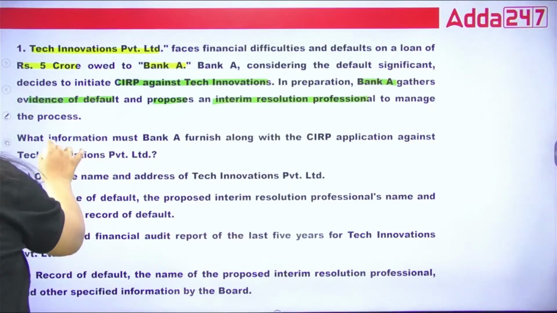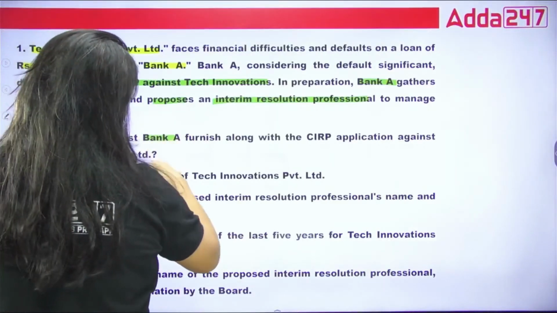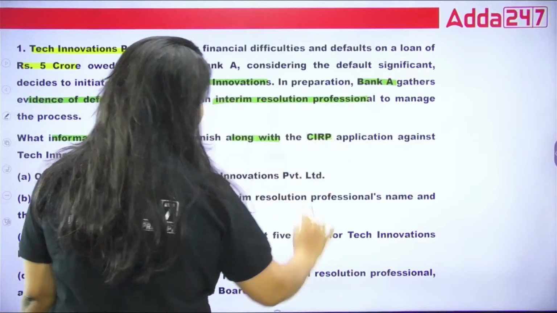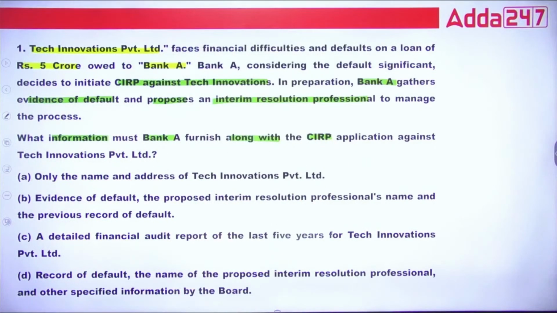What information must Bank A furnish along with the CIRP application against Tech Innovation Private Limited? First, only the name and address of Tech Innovation Private Limited. Second, evidence of default, the proposed interim resolution professional name, the previous record of default, and a detailed financial audit report of the last 5 years for Tech Innovation Private Limited. And the fifth, record of default, the name of the proposed interim resolution professional and other specified information by the board.